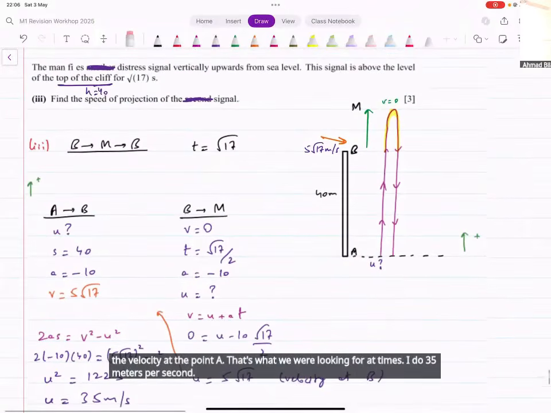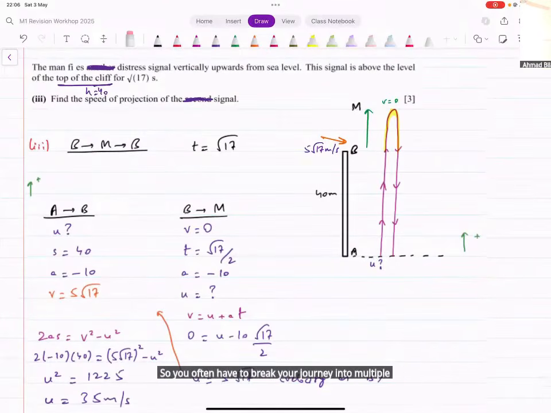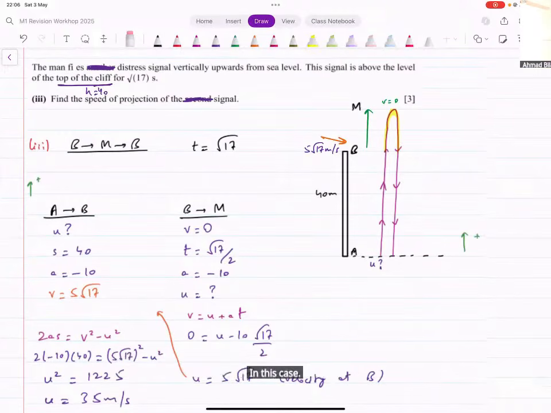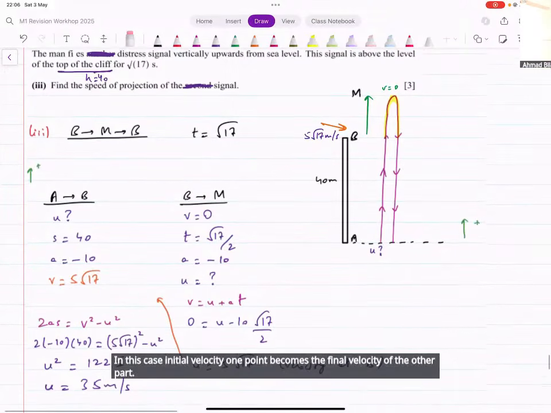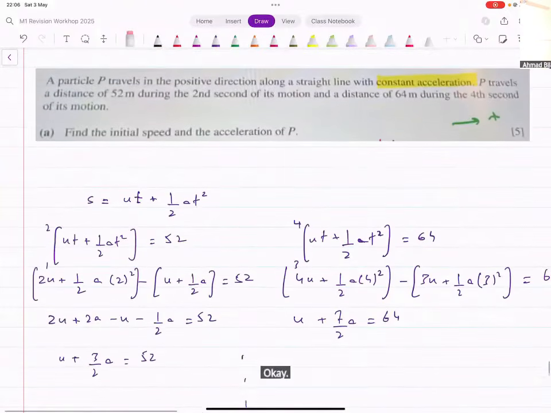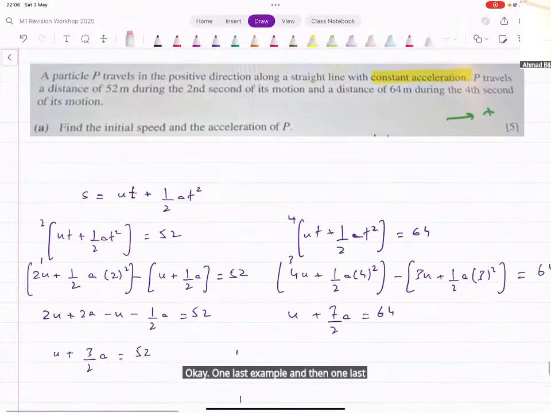So you often have to break your journey into multiple parts like this, where the final velocity of one part becomes the initial velocity of another part. In this case, the initial velocity of one part becomes the final velocity of the other part. Okay. One last example, and then one last concept after that.